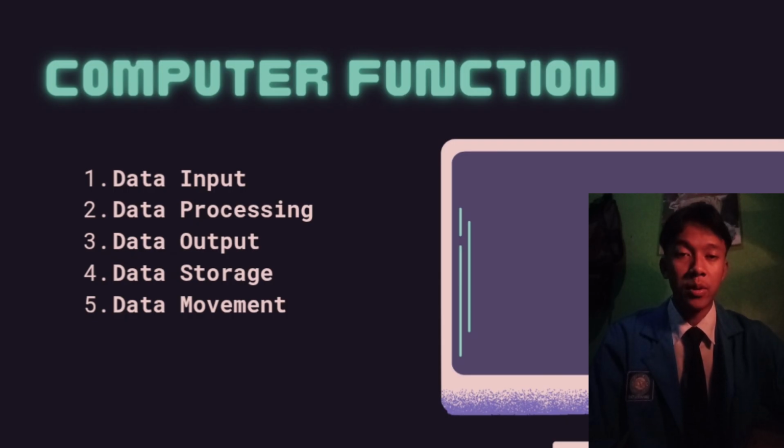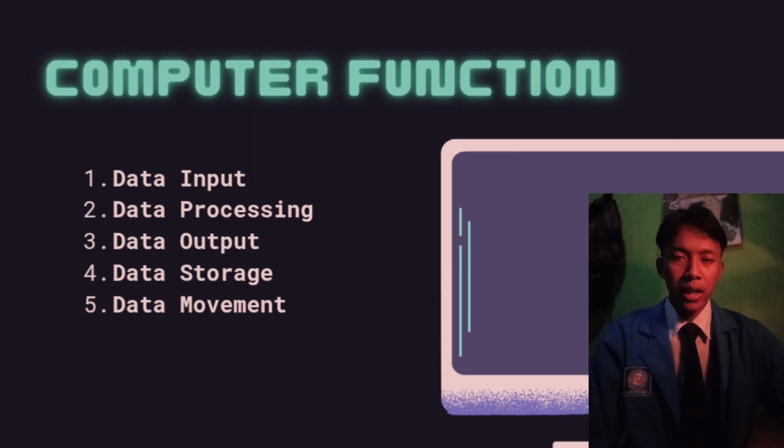Number 2, data processing. The primary function of a computer is to process data, which ultimately generates output in the form of information. Number 3, data output. The next function of the computer is to provide output after going through various data processing tasks. This information can then be presented using a monitor, printer, or speaker.